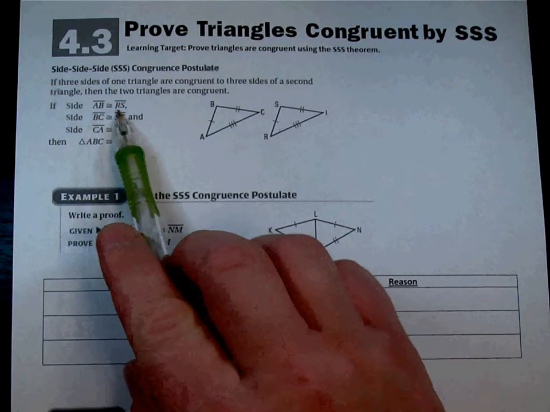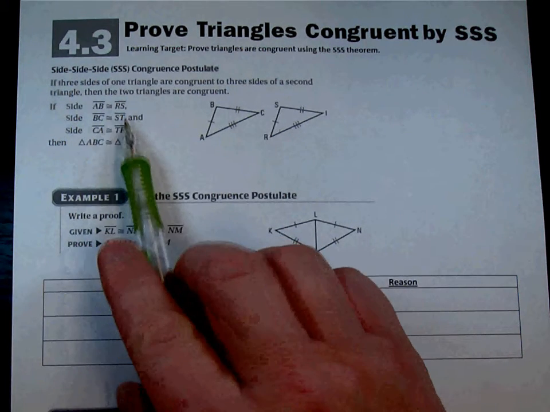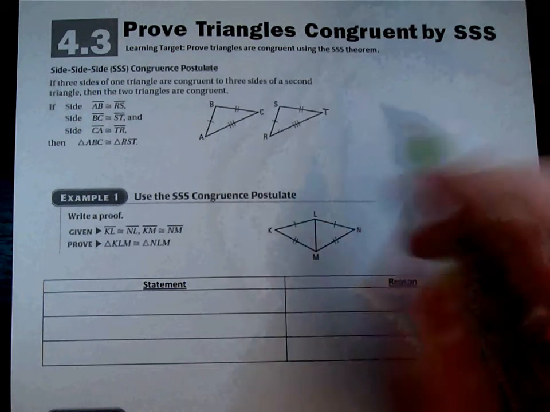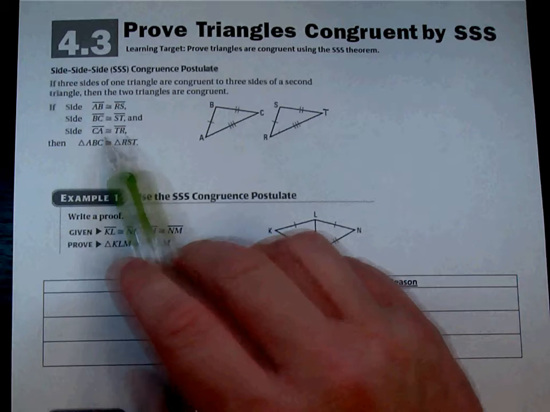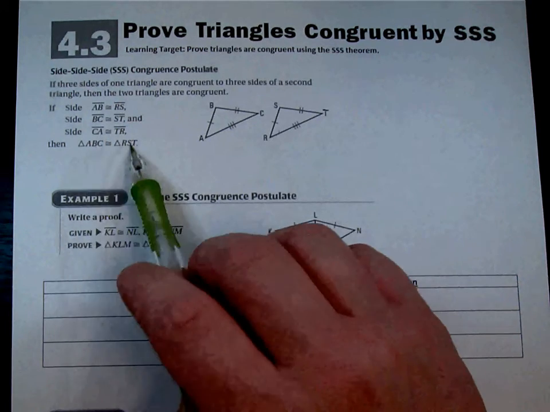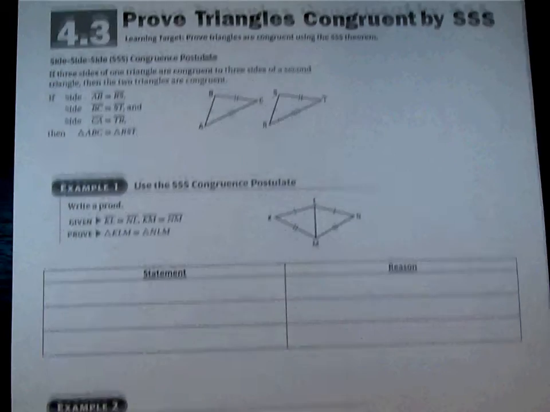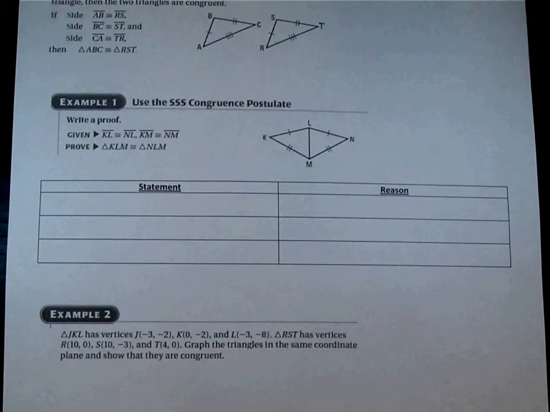So since AB was congruent to RS and BC was congruent to ST, this is a T here, it looks like an I I guess, apparently that's a T. And then CA was congruent to TR, that means the 2 triangles were congruent. So we have a congruence statement. So we're going to do a proof here. We have a picture, and we're going to prove that the 2 triangles are congruent.